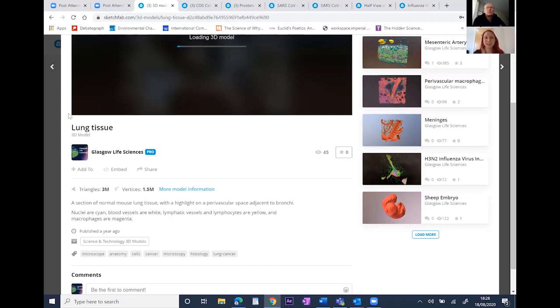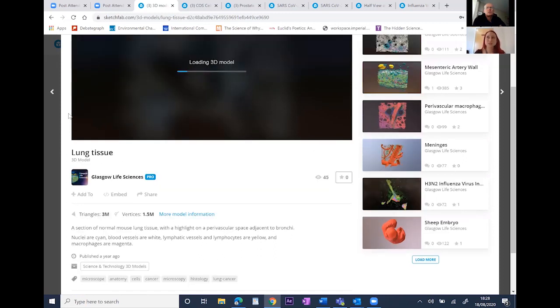So I was always trying to find a balance between maintaining the accuracy of the model, the detail of the microscopic data, and then also trying to reduce the polygon count and reduce the amount of excess detail, so that, as you see, it would load in a reasonable time.